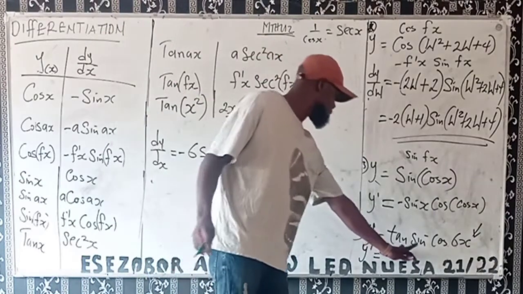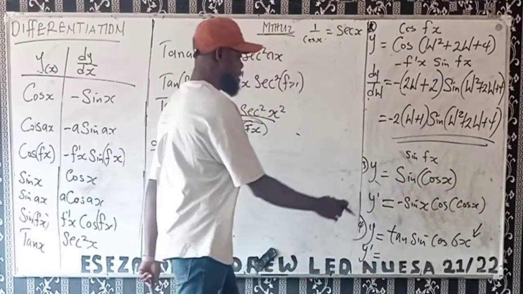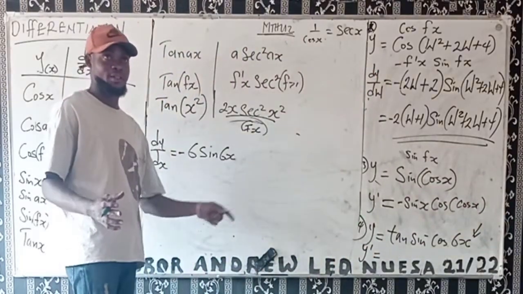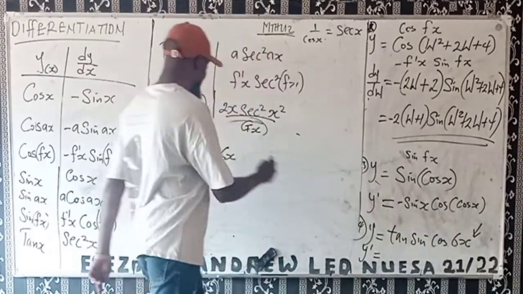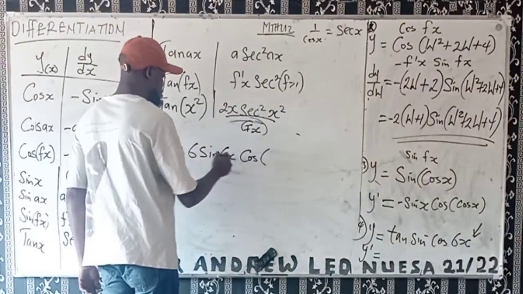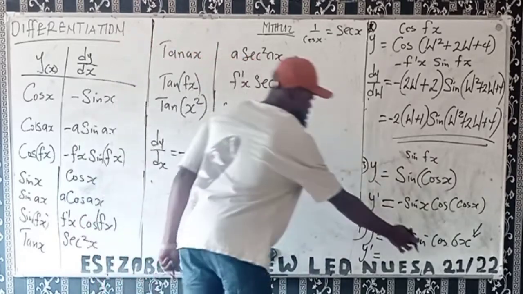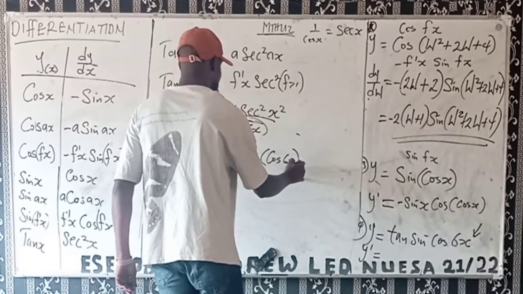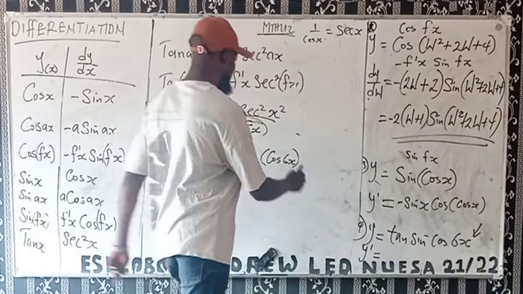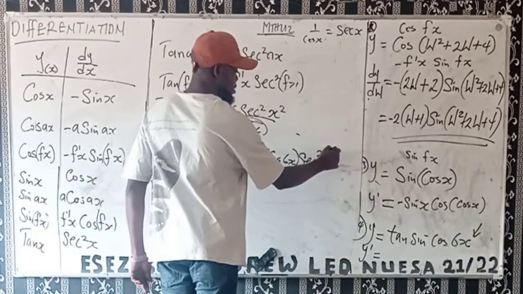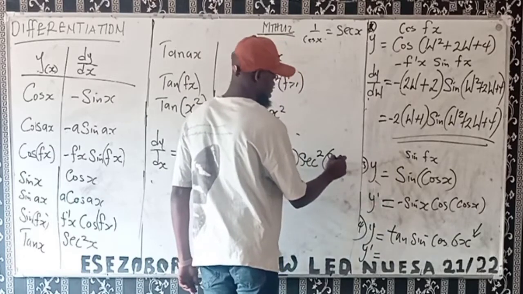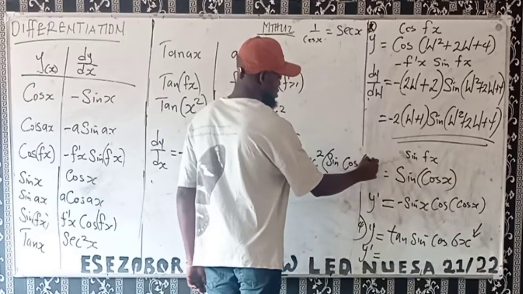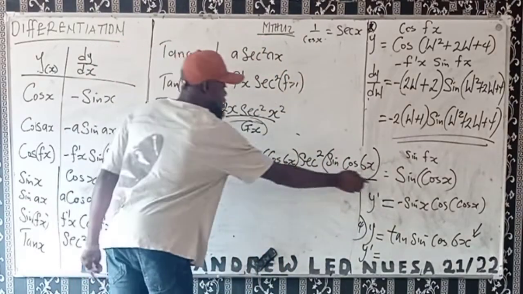After you have differentiated any one, repeat what's in front of it. Just bring back what's in front of the function you're differentiating. If you differentiate sine, you're going to have cos. And what's in front of that cos? Cos 6x. You put that cos 6x back. Then if you differentiate tan, you're going to have sec squared. What's in front of this tan? Sine, cos 6x. So this will be the final answer.